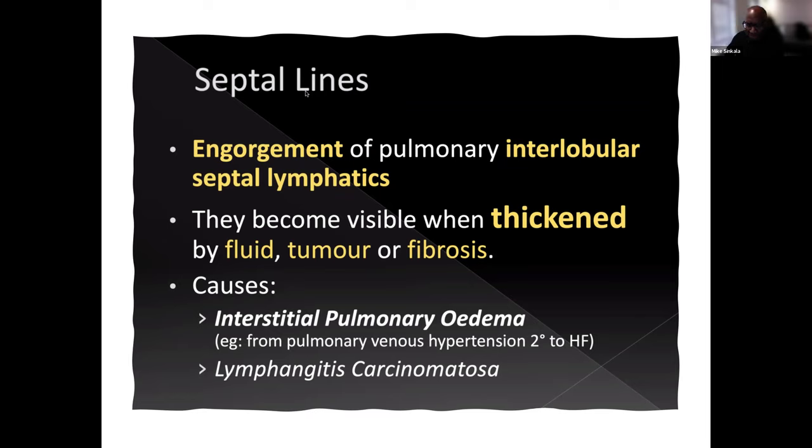Normally patients who might have cancer of the lungs, or they may have a distant pathology, let's say colonic cancer, breast cancer, or any type of cancer, through the lymphatic system you tend to get lymphangitis carcinomatosa, which presents like septal lines to the periphery of both lungs.